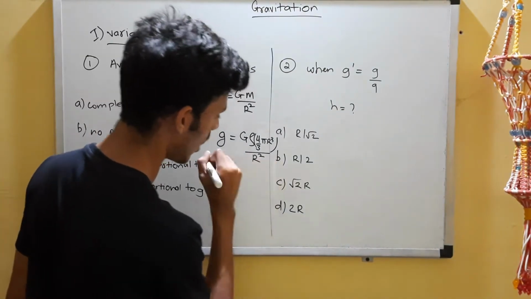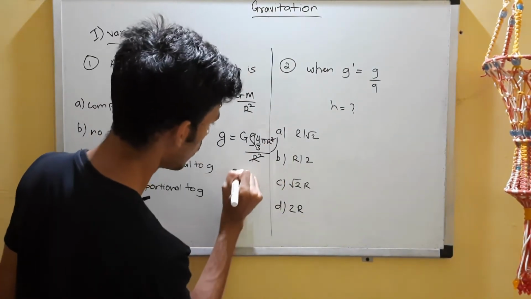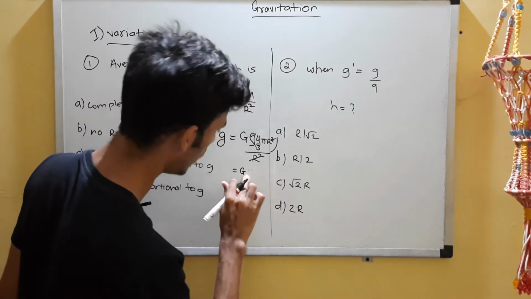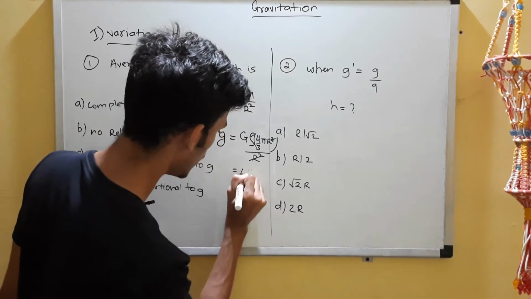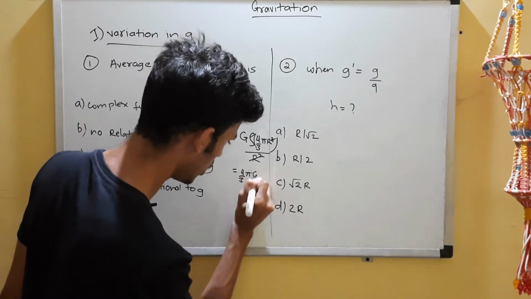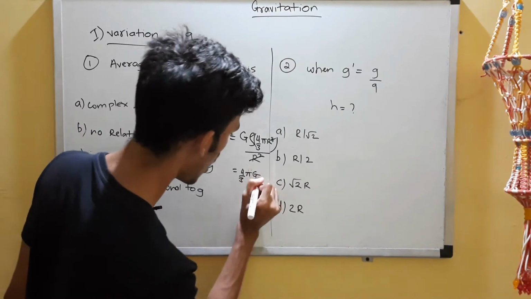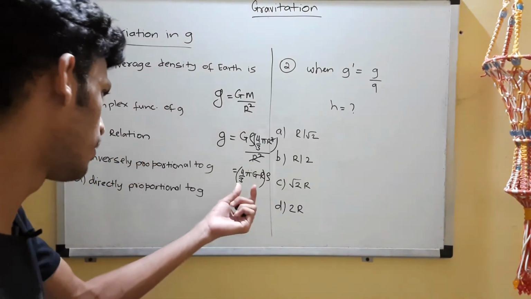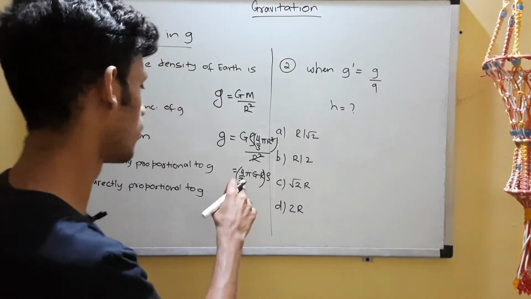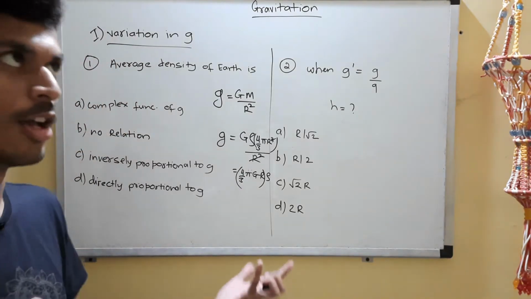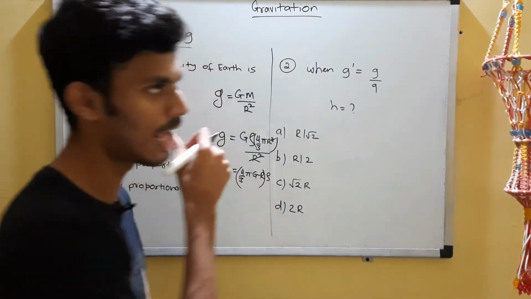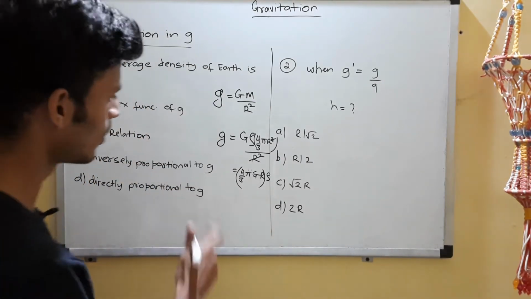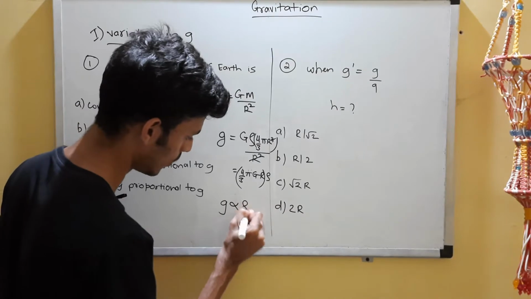Okay, so here r square will cancel with this. So finally we have g equals 4 by 3 pi G, then again we have R, and finally we have rho. You can see all the quantities that I've put in these braces are constants, right? 4 by 3 is constant, pi is constant, G is the universal gravitational constant, R is the radius of Earth, constant, and finally we have density. So you can see the direct relation between the two.